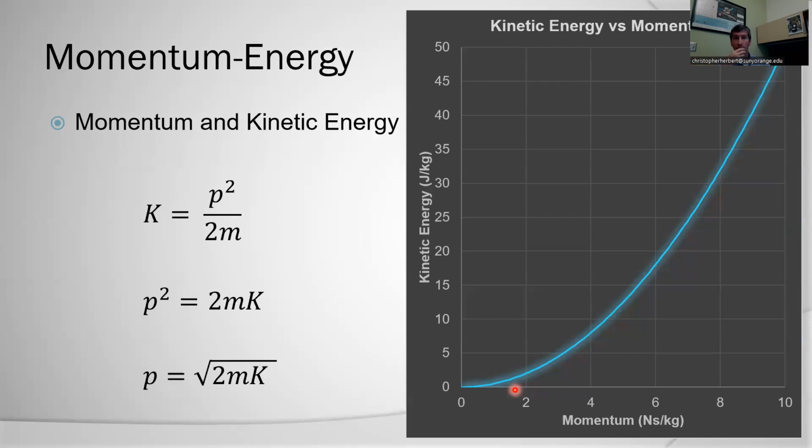And we can see that kinetic energy increases faster than momentum. We've graphed kinetic energy as a function of momentum here. And if we flip this equation around and solve for momentum, momentum is equal to the square root of twice the mass times the kinetic energy.